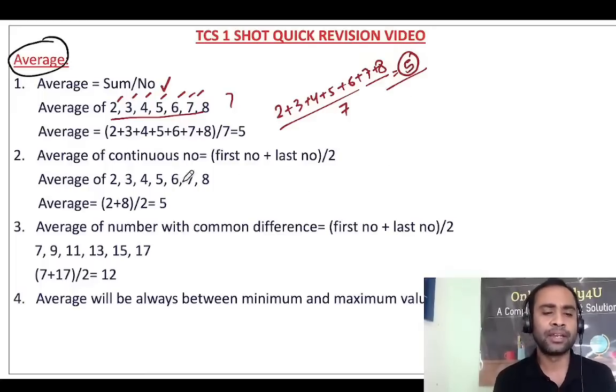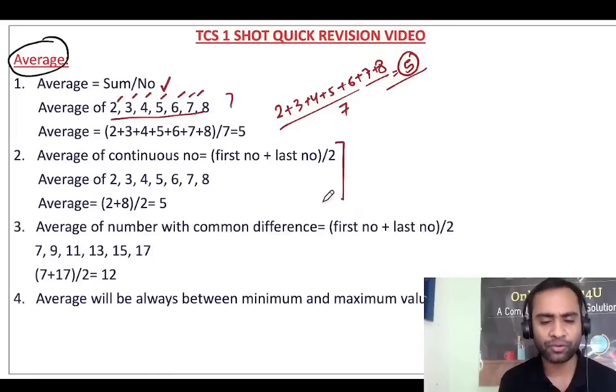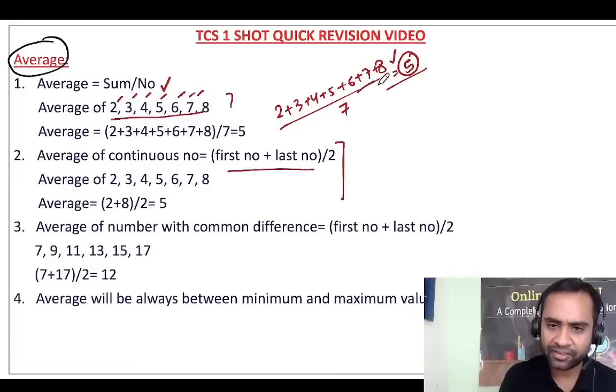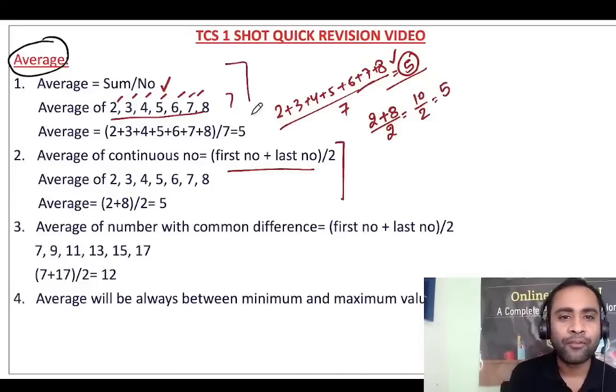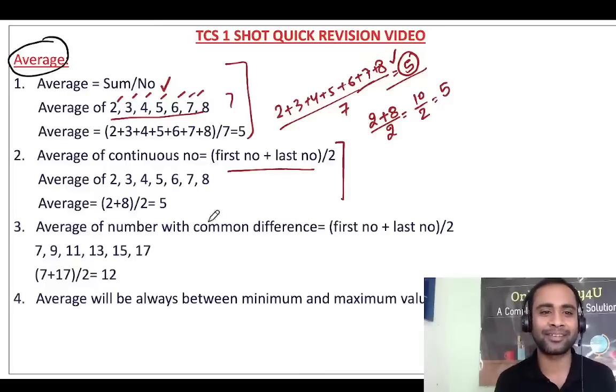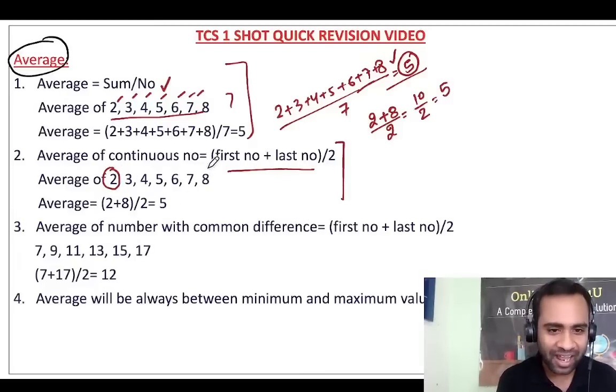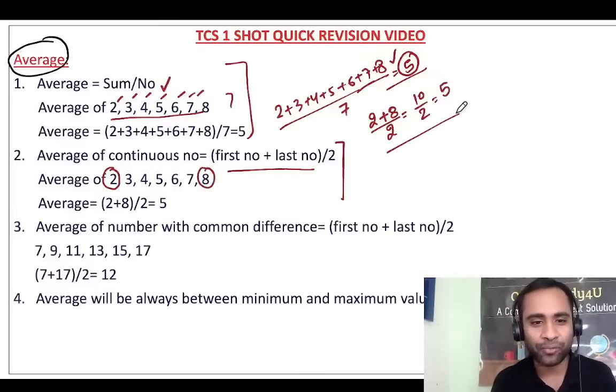Now, the average of continuous numbers. The average of continuous numbers will be first number plus last number divided by 2. So when the numbers are continuous, first number plus last number divided by 2 will be our average. Clear?